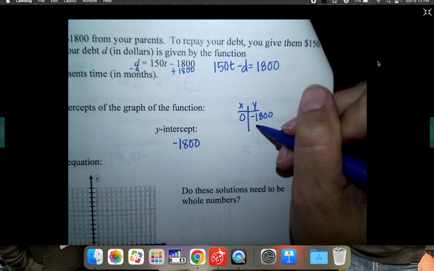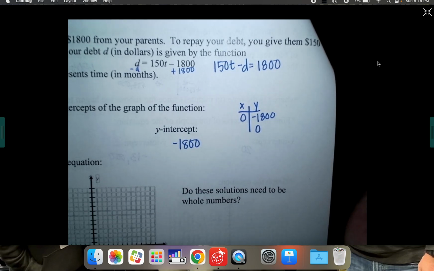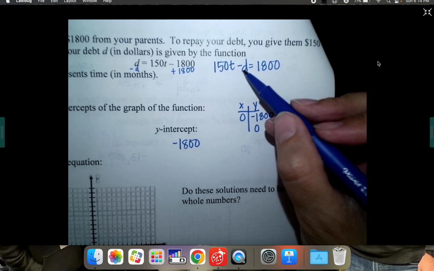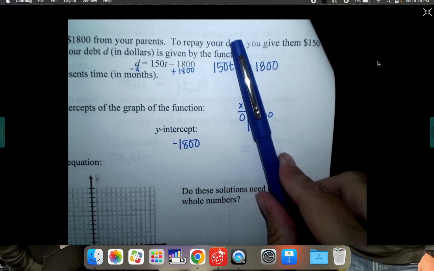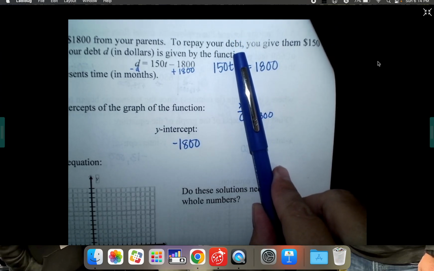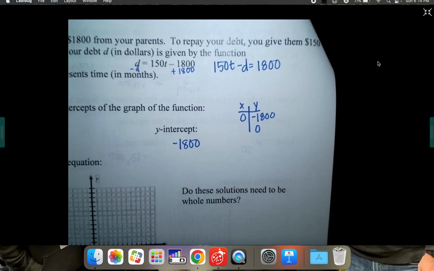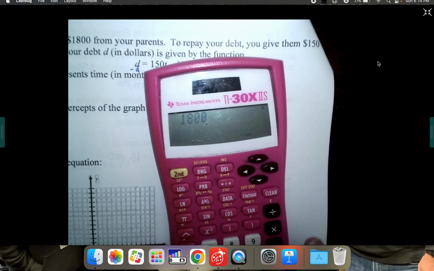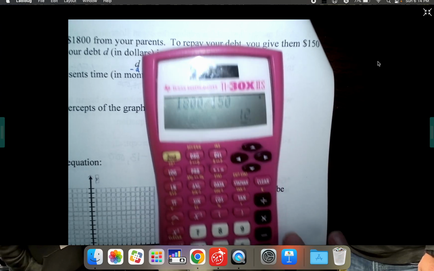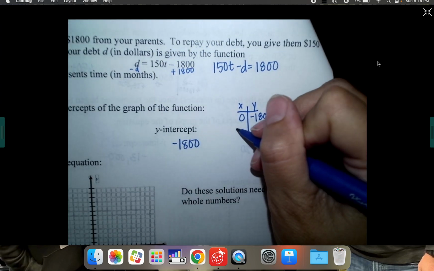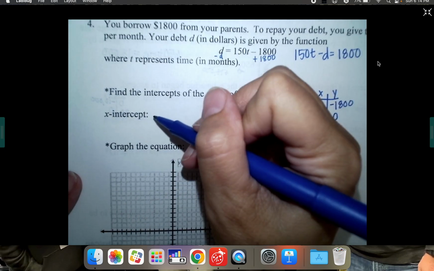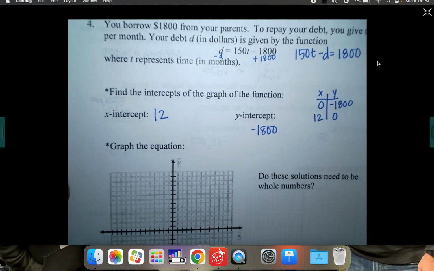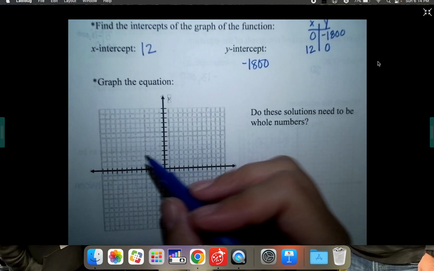For my x-intercept, you have to make y 0. So when y is 0, there's no such thing as negative 0. So this whole thing is just gone. And you're left with 150 times what equals 1,800. So in your calculator, 1,800 divided by 150 is 12. So in 12 months, that will be completely paid back. So the x-intercept is going to be 12.